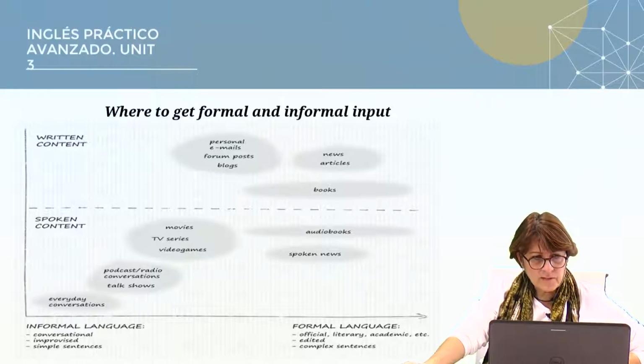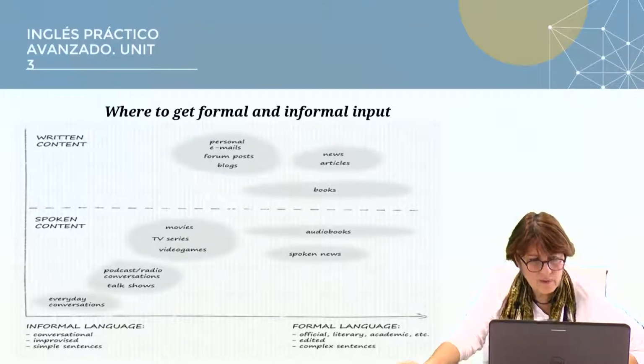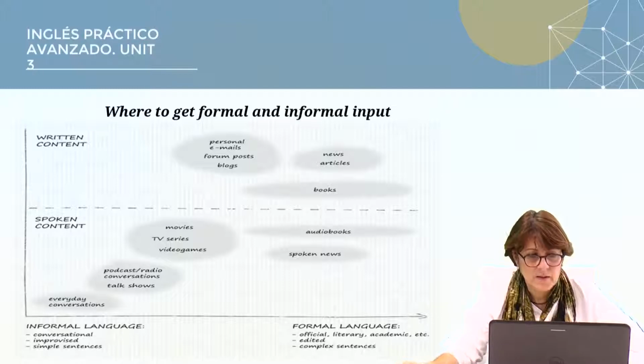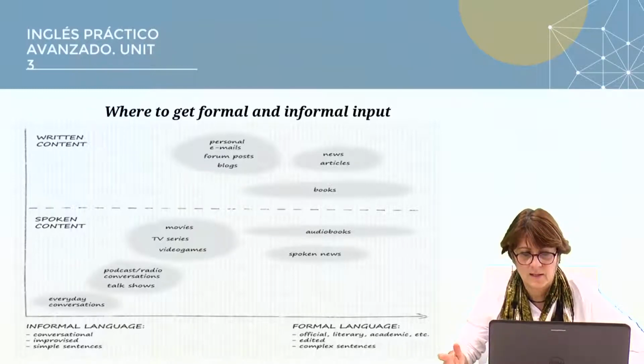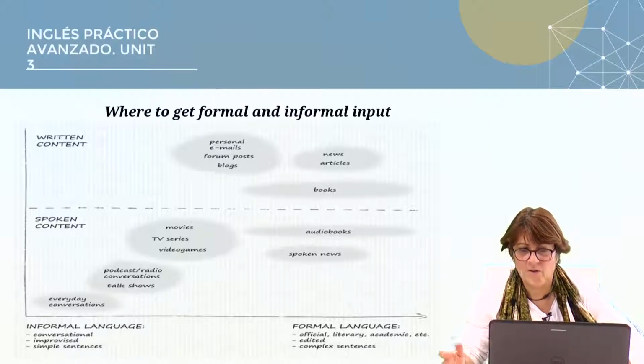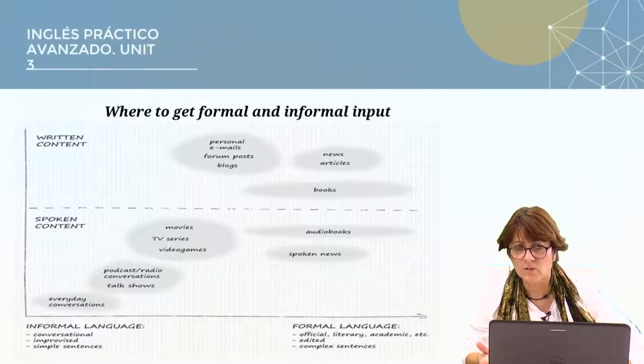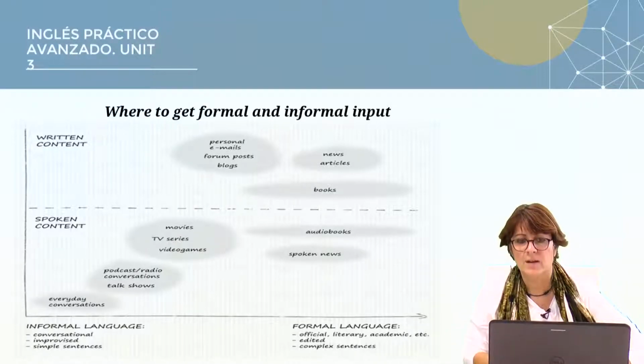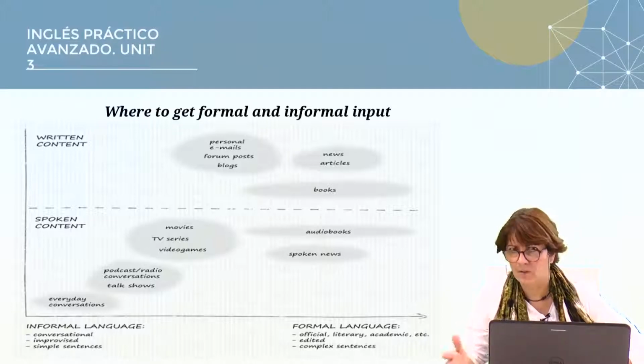Where to get formal and informal input? I don't know if you can see it properly. So the informal language is conversation, improvised, or simple sentences, and formal language is official, literary, academic, or complex sentences, okay? But if you, for example, are going to be a teacher, imagine that you arrived into a bilingual school, or you have to talk to parents that are native, or a director that is a native.